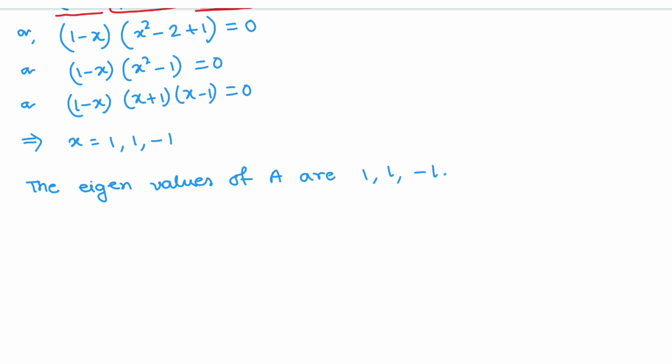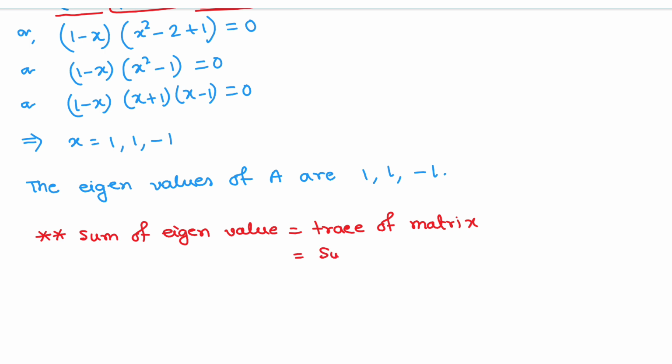Very important topic, eigenvector. Okay, before going to the eigenvector, let me tell you two most important points regarding the concept of eigenvalue. First one, remember the sum of eigenvalues is equal to the trace of the matrix. Okay, sum of eigenvalues equals trace of matrix. Trace means sum of the diagonal elements.